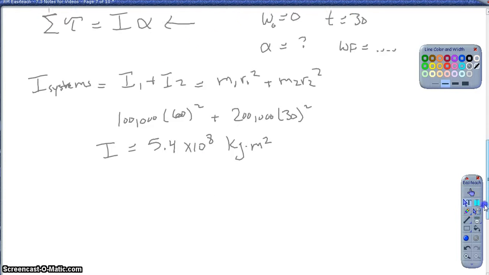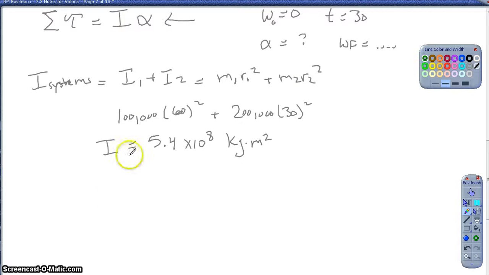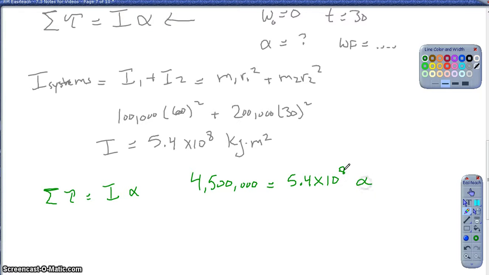So now that I have my total moment of inertia and my total torque, right, I just bring this all together. So my net torque equals the moment of inertia times alpha. I just said my net torque was 4,500,000, so 4.5 times 10 to the 6th if you prefer. My net moment of inertia here, 5.4 times 10 to the 8th, and that allows me to solve for my angular acceleration, right? So then just solving this for the angular acceleration, just plugging in, we get the angular acceleration to be about 0.0083 radians per second squared, right? And now that I have my angular acceleration, finding the final velocity is as easy as using kinematics, right?